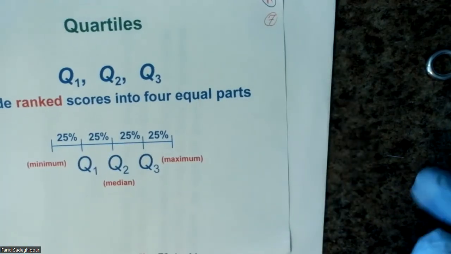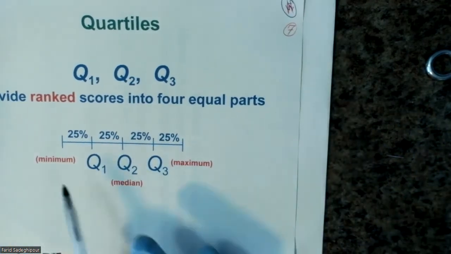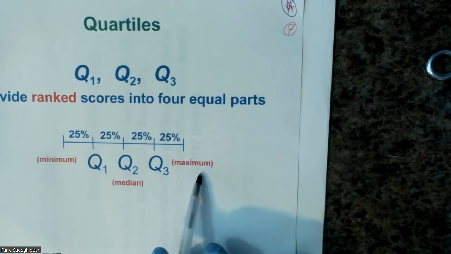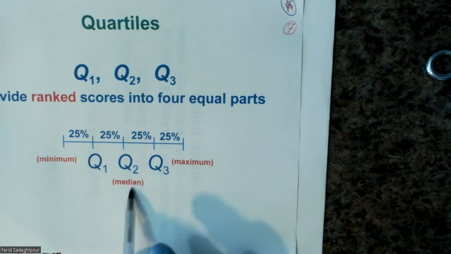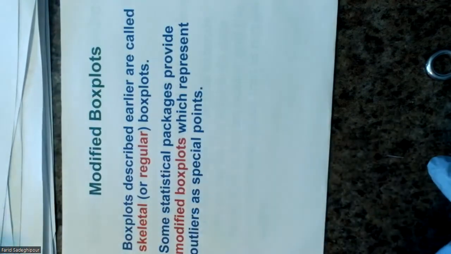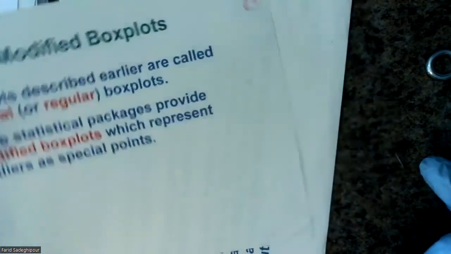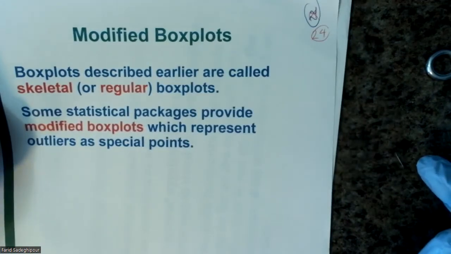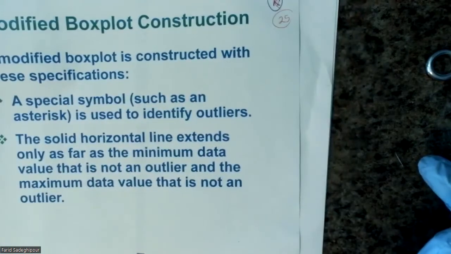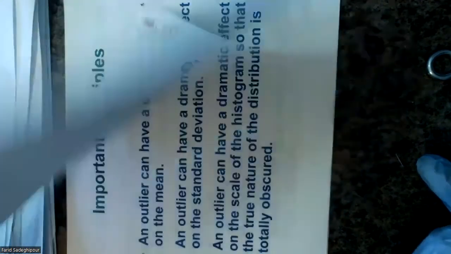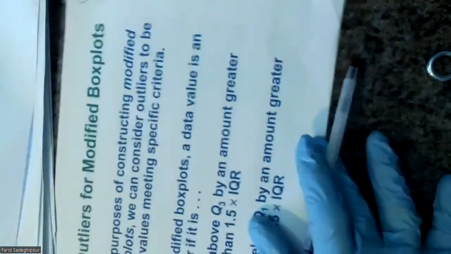These are Q1, Q2, Q3. So you have 5 numbers to graph a box plot: minimum, maximum, Q1, Q2, Q3. Q2 happens to be the median. Here is about modified box plot. You can read that one. How to construct it, we explained that. So the rest is just some information for the box plot, okay?